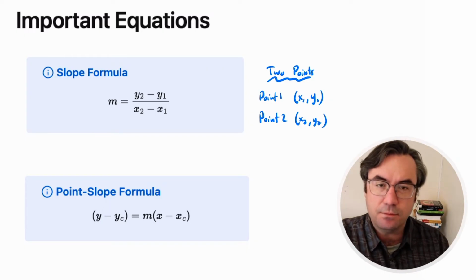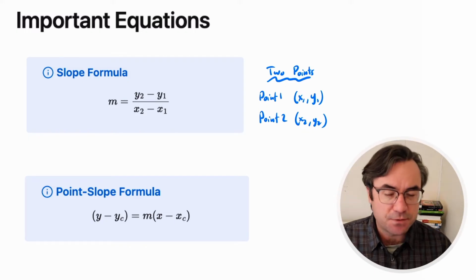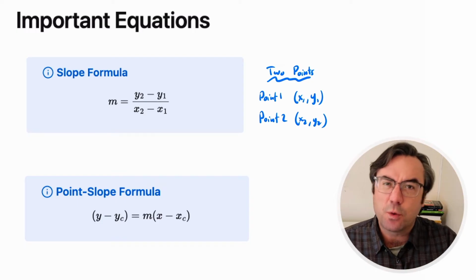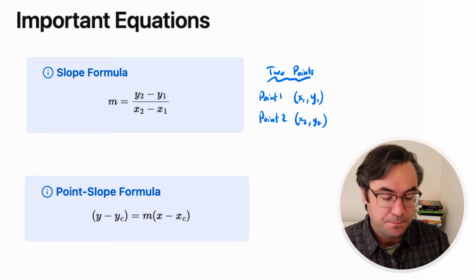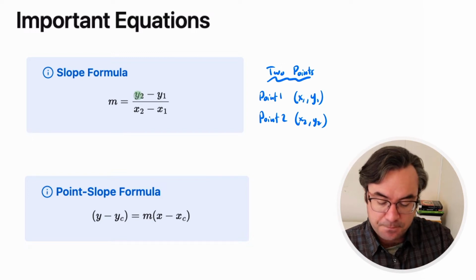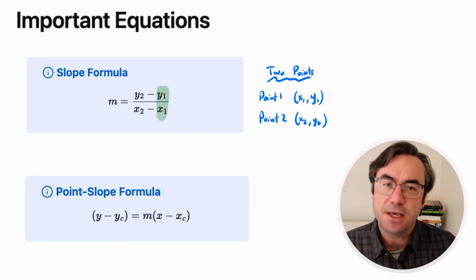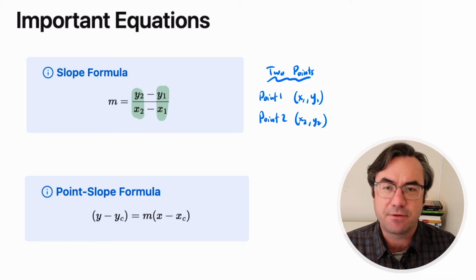So we have our 2 points. The only thing we have to be careful of when we use this formula is to make sure that when we plug the coordinates in, we match them up. In our formula, x1, y1 have to match up in our fraction, and x2, y2 have to match up in our fraction.